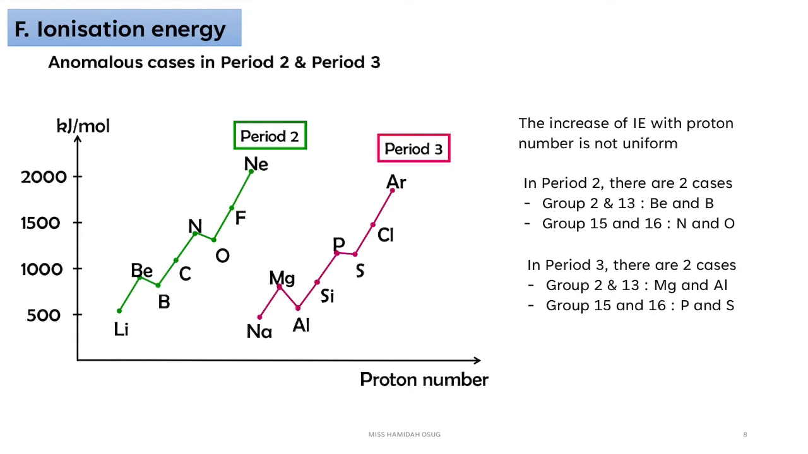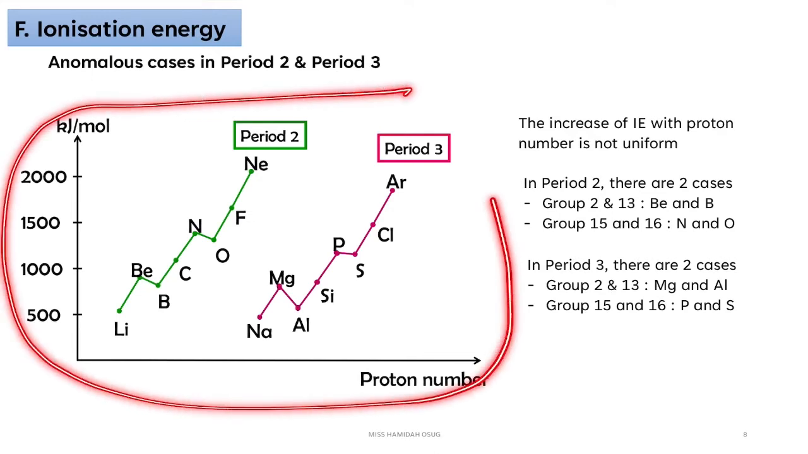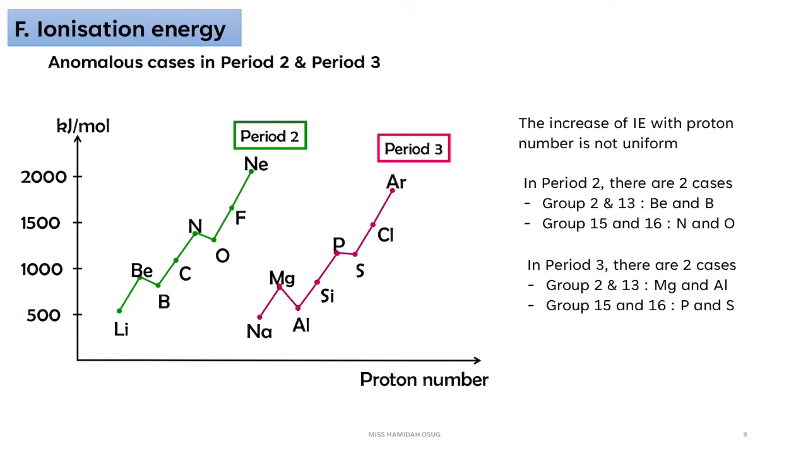So we learned before, across the period, the ionization energy will be increasing. But as we look at the graph, we know that the increase of the ionization energy with proton number is not uniform. So when we look at period 2 and also period 3, there are a total of 4 cases in which the increase of ionization energy with proton number is not uniform. So this is what we call the anomalous cases in period 2 and also period 3.